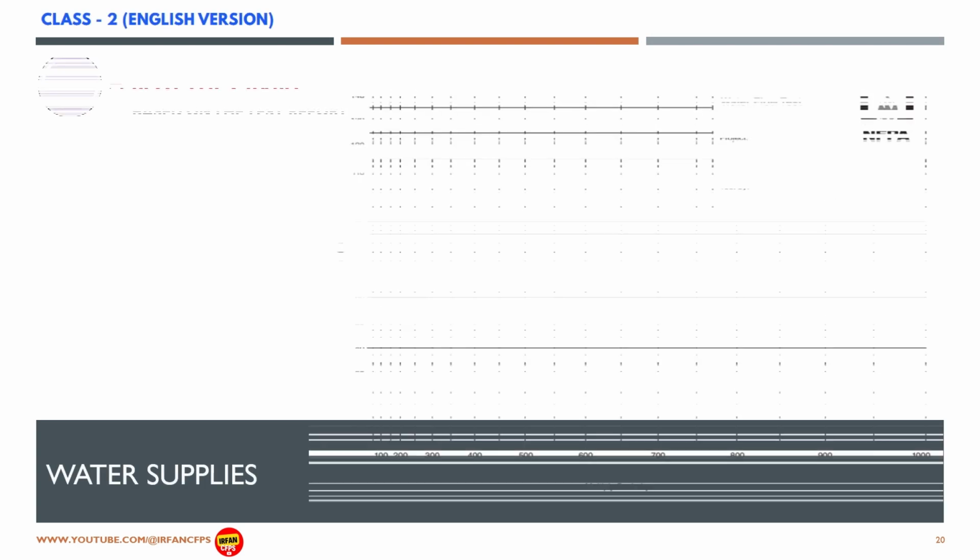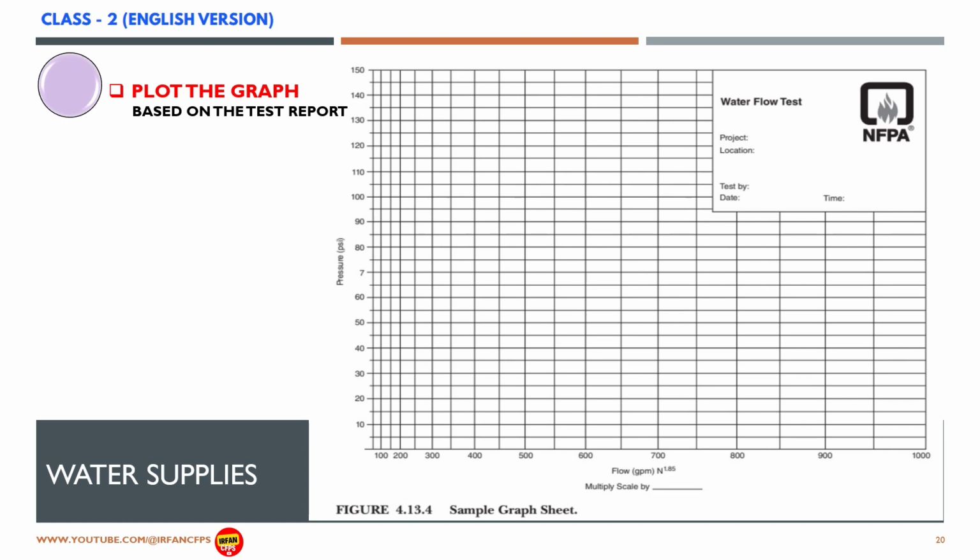Now we will plot the information as per the field report on the hydraulic graph. As you can see, the sample graph sheet shown here from NFPA 291. Based on the information from the test report, we will try to plot the graph for clear understanding. As we said, the static pressure we got as 75 psi from the residual hydrant. We will mark it here. And the residual pressure we got as 55 psi at 699 GPM. We'll mark it on the hydraulic graph.